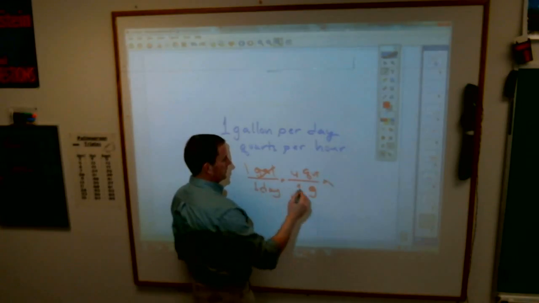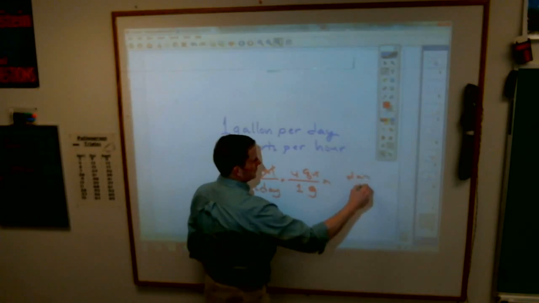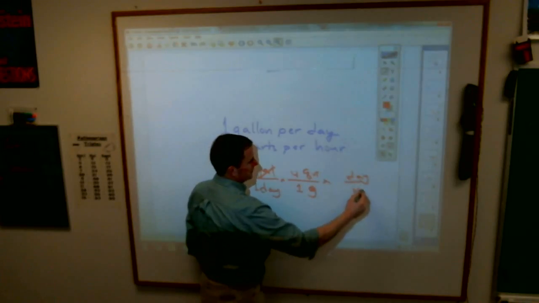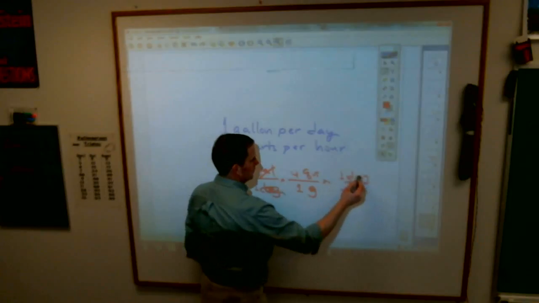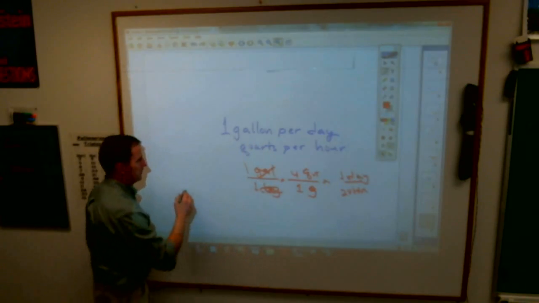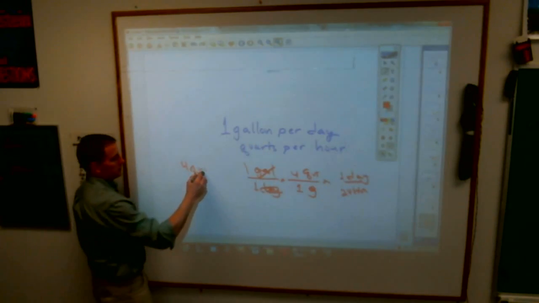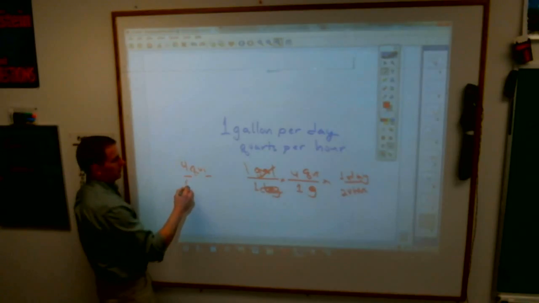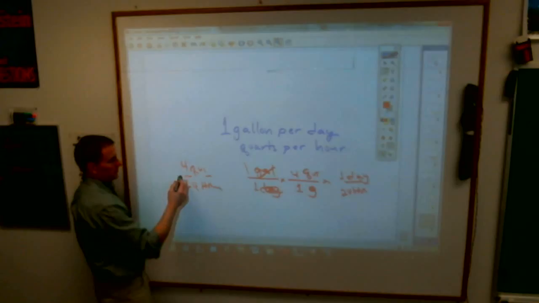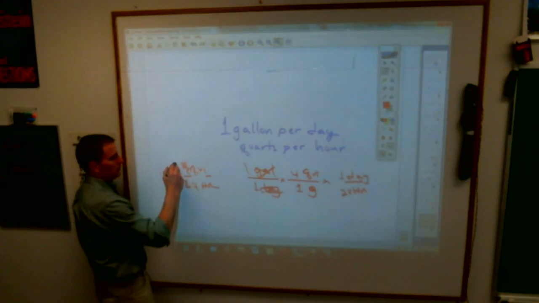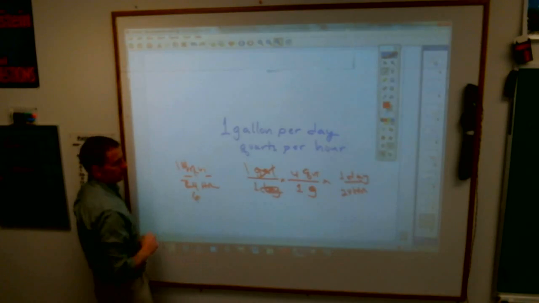And then I'm going to change days. Days has to go on top because it's on the bottom, into hours. There are 24 hours in 1 day. So now my day is crossed off and I have quarts per hour. I end up with 4 quarts over 24 hours. 24 and 4 cross off to give you 1 quart in 6 hours.